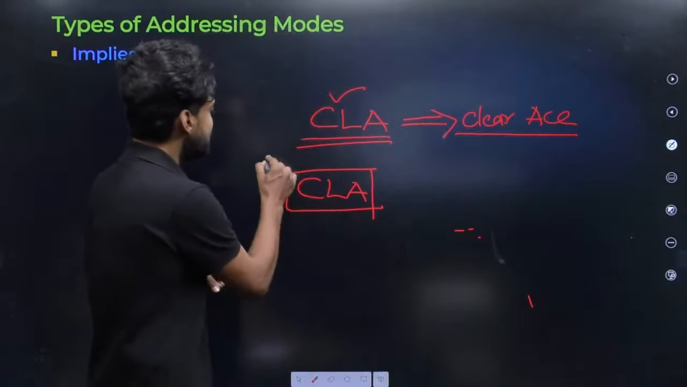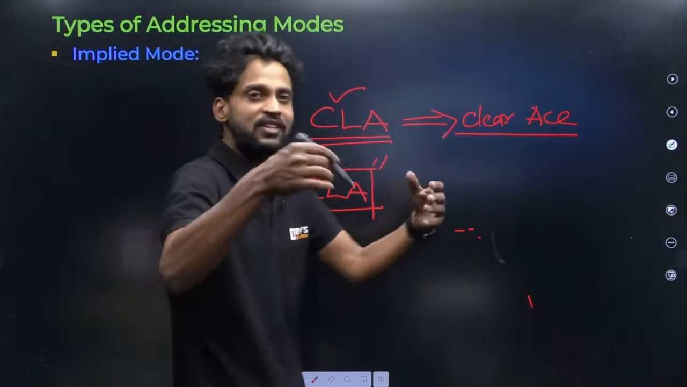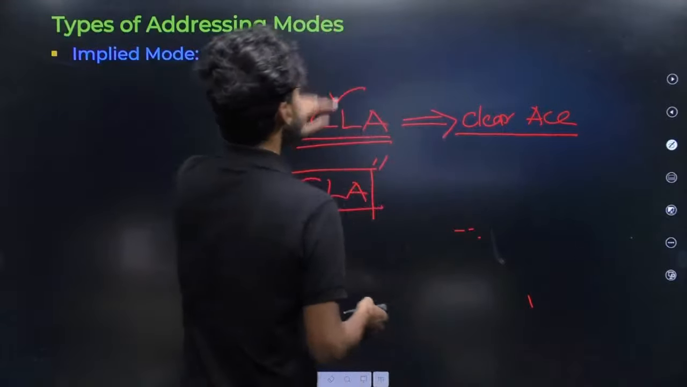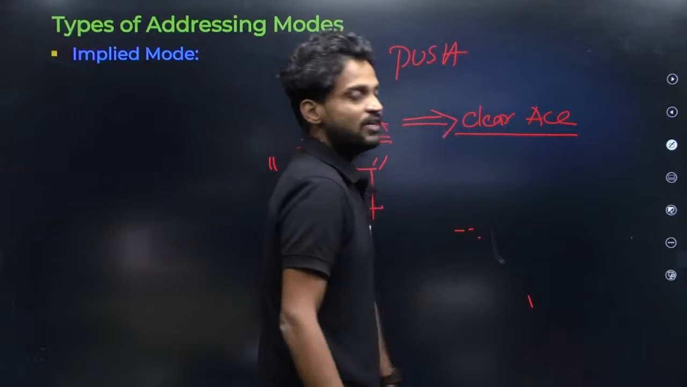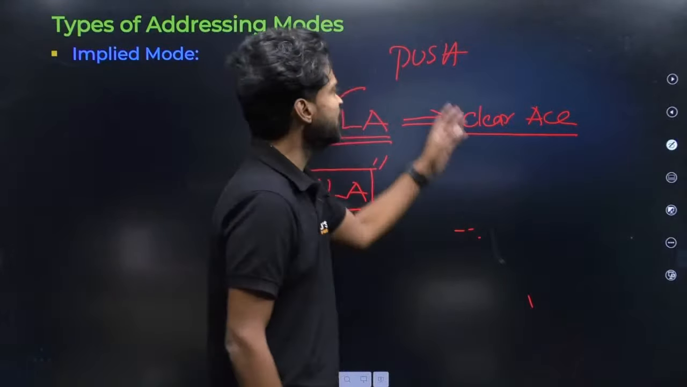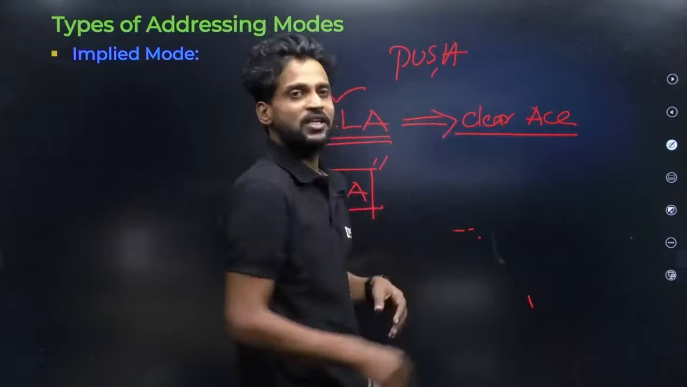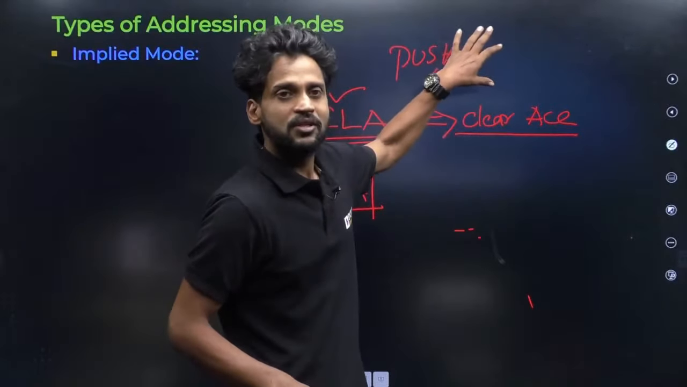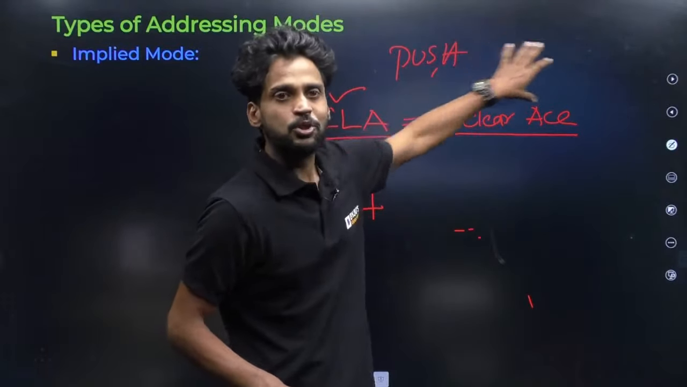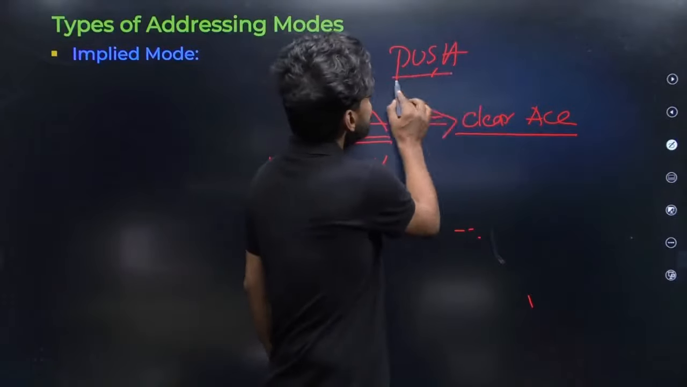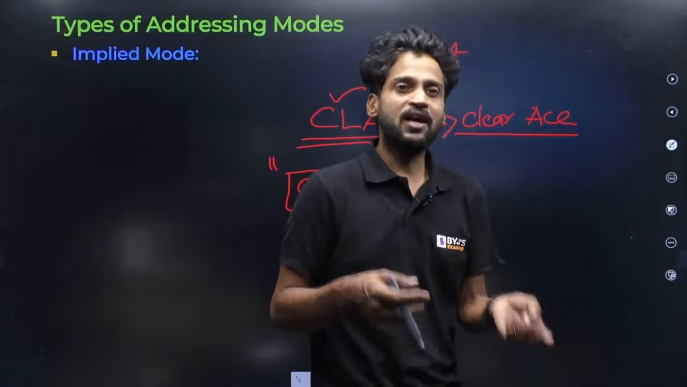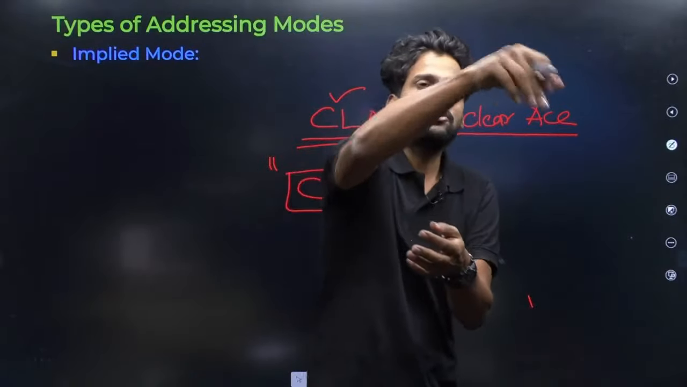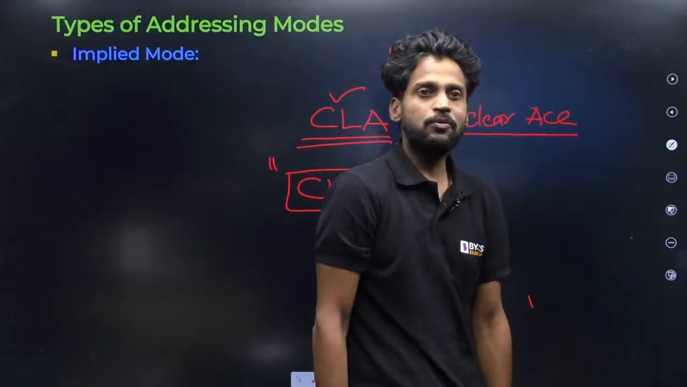Those instructions themselves contain the operand within them. For instance, there is an instruction push, which is pretty familiar to you. Do I need to say anything in addition to this? Should I say push A, push B? No. Push itself is an instruction which doesn't require any operand. Push means the contents of the data register will be pushed into the stack. I hope you got my point.